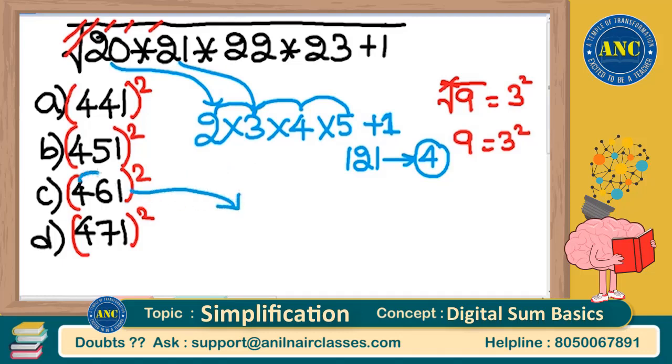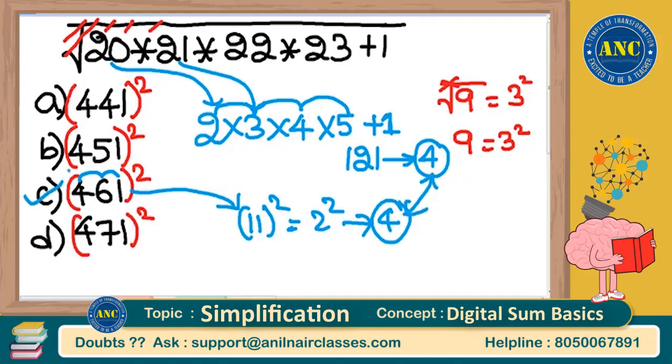4 plus 6 is 10. 10 plus 1 is 11. 11 digital sum is 2. 2 square is 4. Question digital sum is matching with answer digital sum. This should be the correct answer.